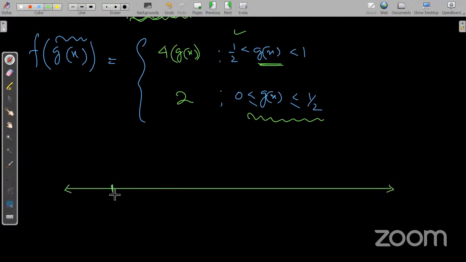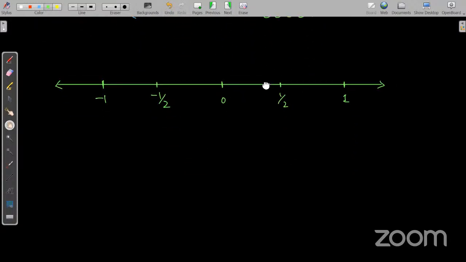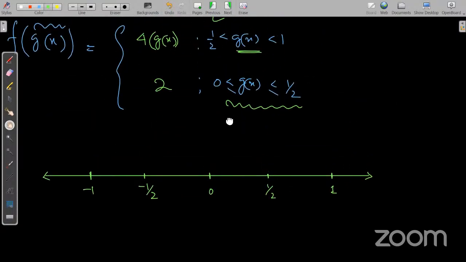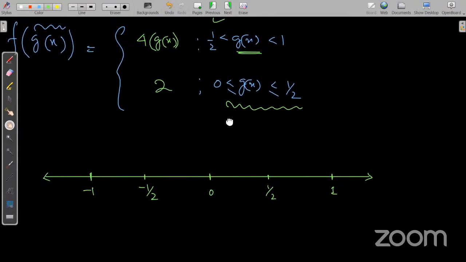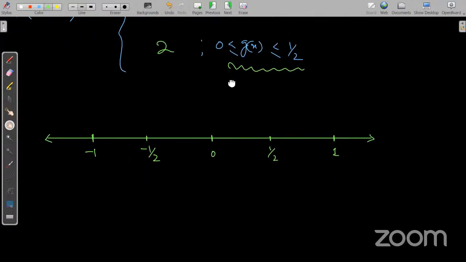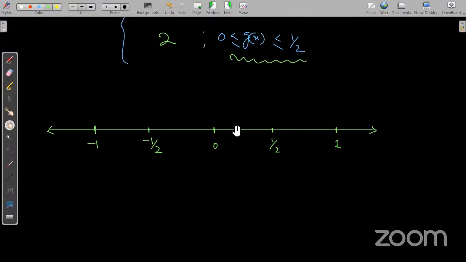So I am taking this as my -1, this point is 1, and this point is 0, this is 1 by 2, and this is -1 by 2. Now this is my function f of g of x, right? Try to find f of g of x in each of the intervals, okay? So let's see, when x belongs to 1 by 2 to 1, right?